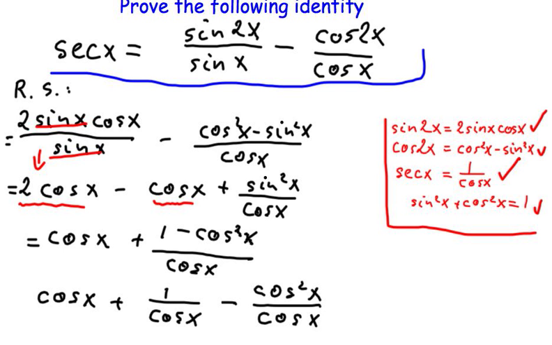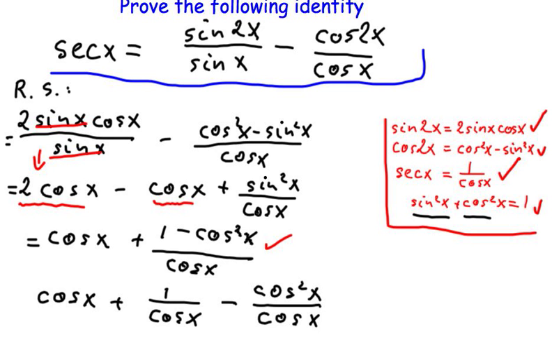So now we are in this third line. 1 cosine x, and what happens with sine squared x? Remember, sine squared x plus cos squared x is equal to 1. So when you replace sine squared x using this Pythagorean identity, you will get 1 minus cosine squared x. So this is why you have it right here: 1 minus cosine squared x divided by cosine x.